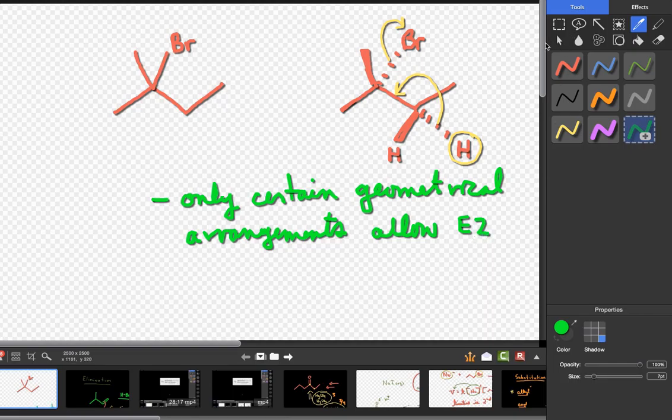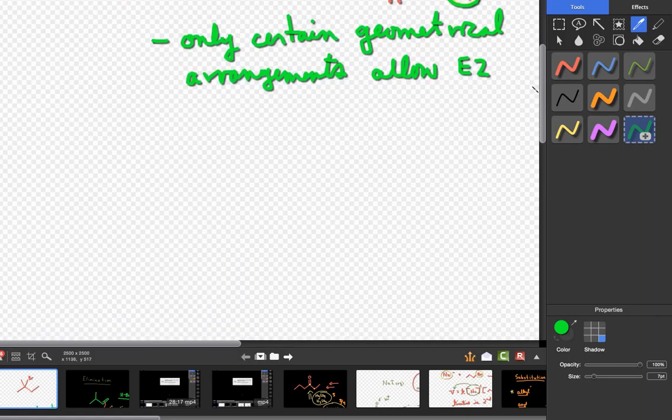Specifically, there are 4 atoms involved in this mechanism. There's the leaving group, there's the hydrogen that is implicated in the proton transfer, and there are the 2 carbons that will eventually form a carbon-carbon double bond. These 4 atoms must be arranged, number 1, in the same plane. And number 2, the leaving group and the hydrogen that's abstracted must be anti relative to one another.